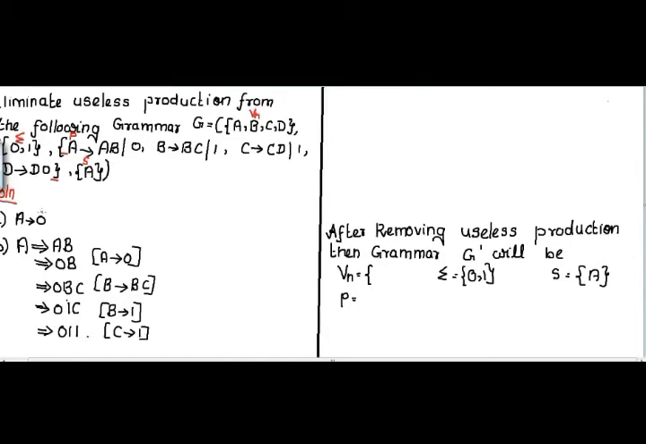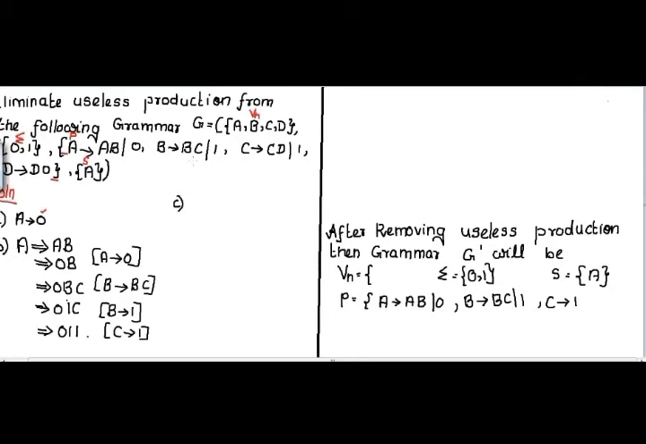So I have used A tends to 0, then I have used A tends to AB, then I have used B tends to BC and B tends to 1. Also I used production C tends to 1. So I'm left over with two more productions, C tends to CD and D tends to D0. So let me check those productions as well. By using useful productions, we are able to derive an input string. So those types of productions are called useful productions.